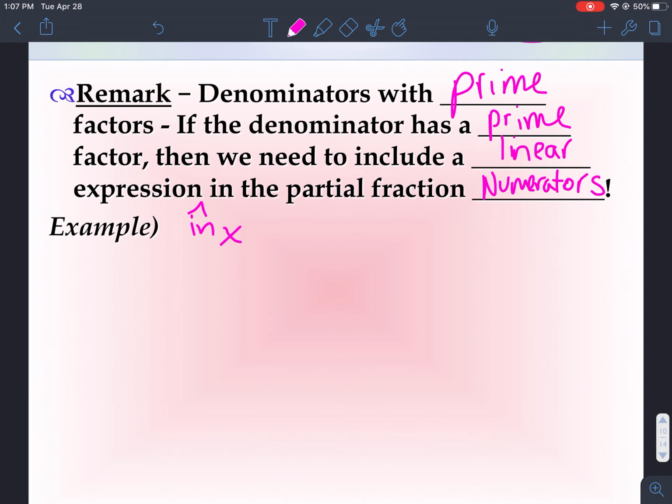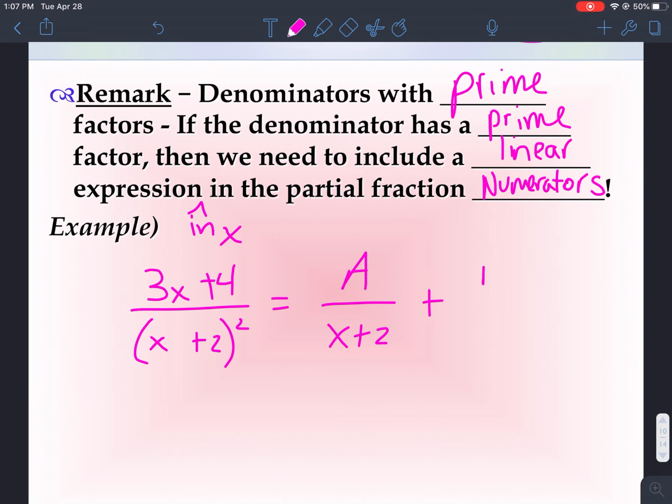Here's an example. Let's say I had 3x plus 4 over the quantity x squared plus 2 squared. Well, normally, if I didn't have that x squared inside of it, then I could write A over x plus 2 plus B over x plus 2 quantity squared. Okay, because x plus 2 is a linear expression.